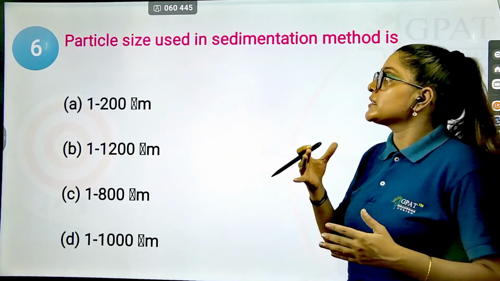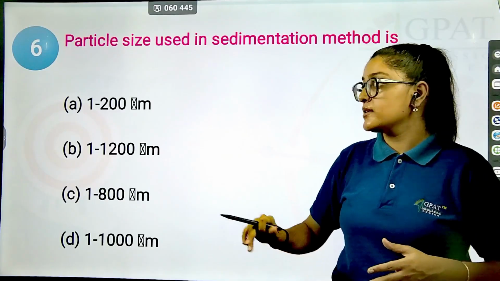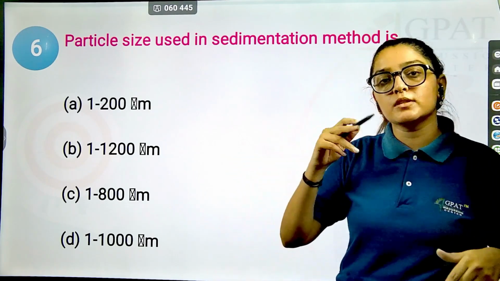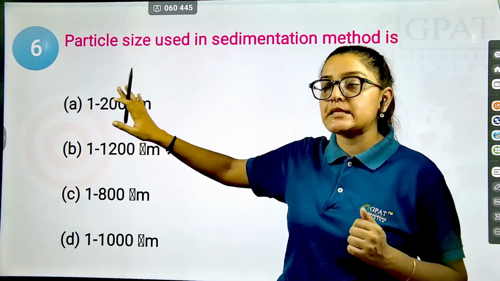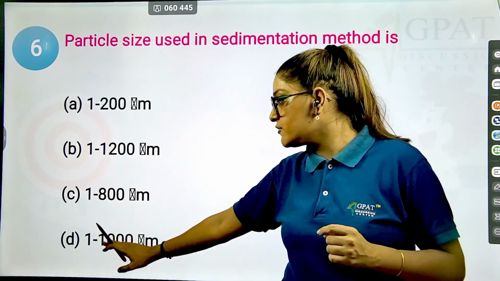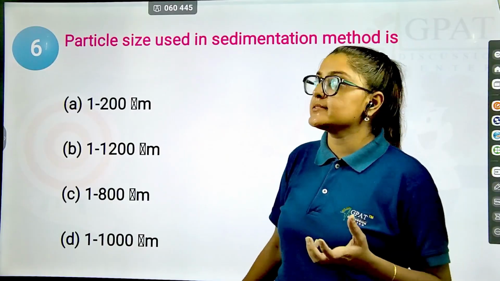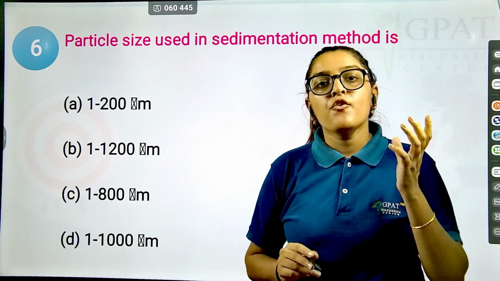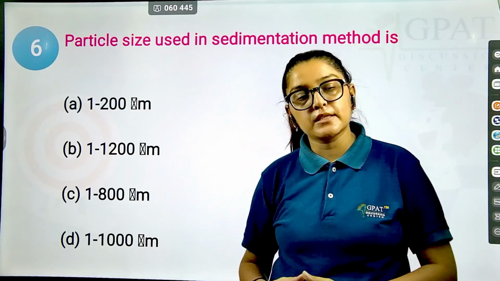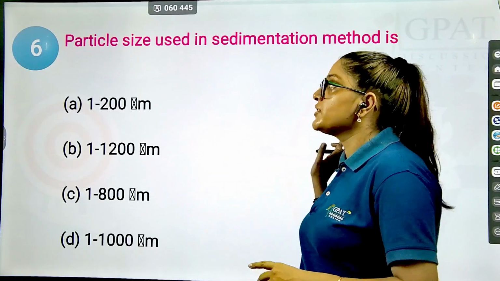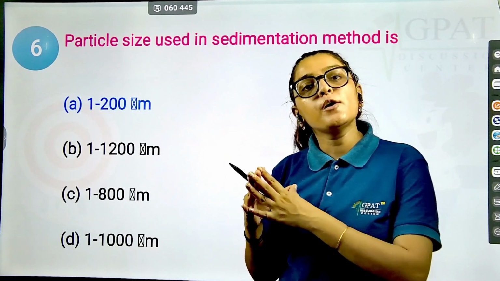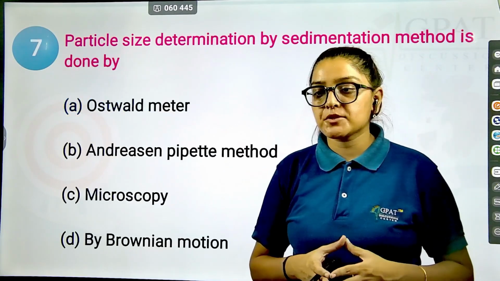Next question: the particle size used in the sedimentation method is, and the symbol, which is not clearly visible, is micron, the micrometer symbol mu. We have 1 to 200 micrometer, then 1 to 1200 micrometer, then 1 to 800 micrometer, or 1 to 1000 micrometer. They have asked about the particle size in sedimentation. For particle size, we have seen the optical microscopy method, sedimentation method, sieving method and Coulter counter method. For sedimentation it is 1 to 200 micrometers, so the correct answer is option A.